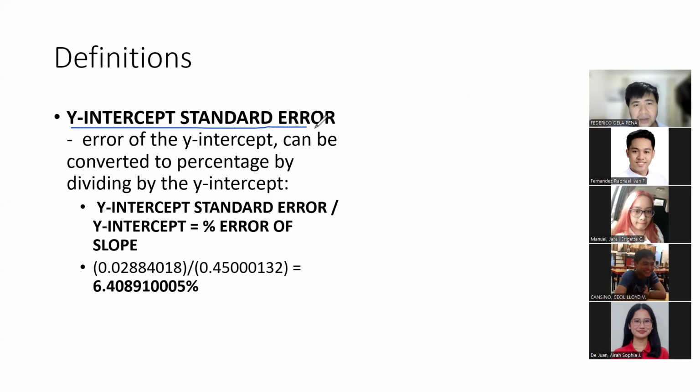Y-intercept standard error. So again, it's just nice to know. This is just the error of the y-intercept. So you can also express it in terms of percent error. You're going to get something like 6.4%.